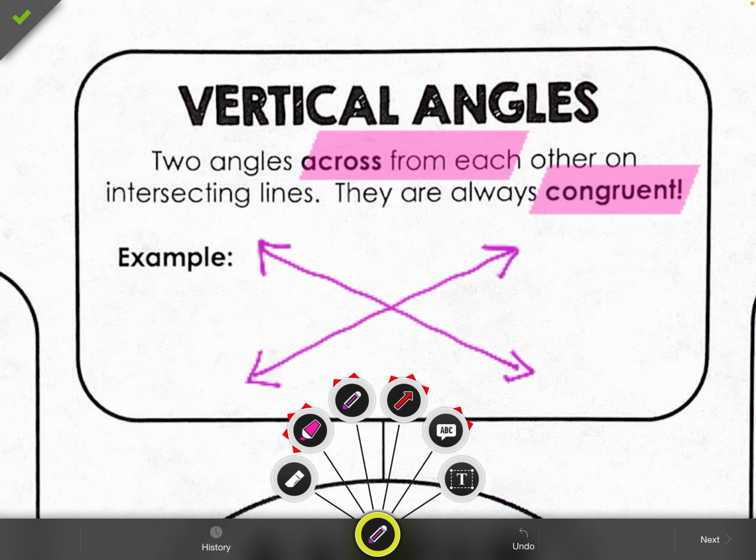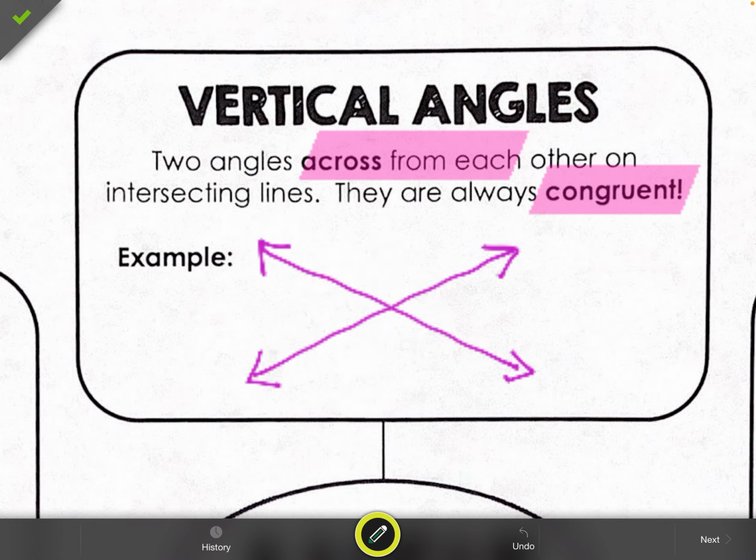And then your vertical angles are going to be across from each other. So if this is one of my angles, let's call it angle 1, and this is my other angle, it's across from, call it angle 2. Now, what's different with vertical angles that didn't happen with adjacent angles is that angle 1 and angle 2 are congruent. They have the same measure. So we could say angle 1 is congruent to angle 2. So if angle 1 was 100 degrees, you know angle 2 is also 100 degrees.